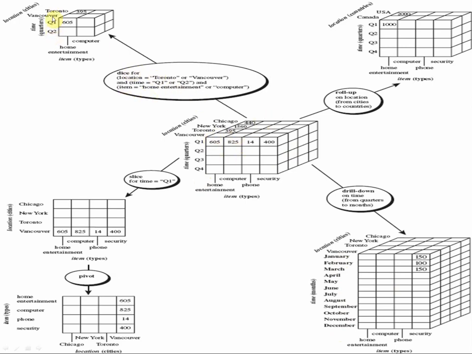So in this case, I'm only interested in Canada cities' sales in Q1 and Q2, focusing on home entertainment as well as the computer. So we can get this cube over here quickly. We can get a slice of it and we can rotate the locations. So these are the basic important operations that are doable in a data warehouse, and you can see how easy it is to provide the information to the decision makers.